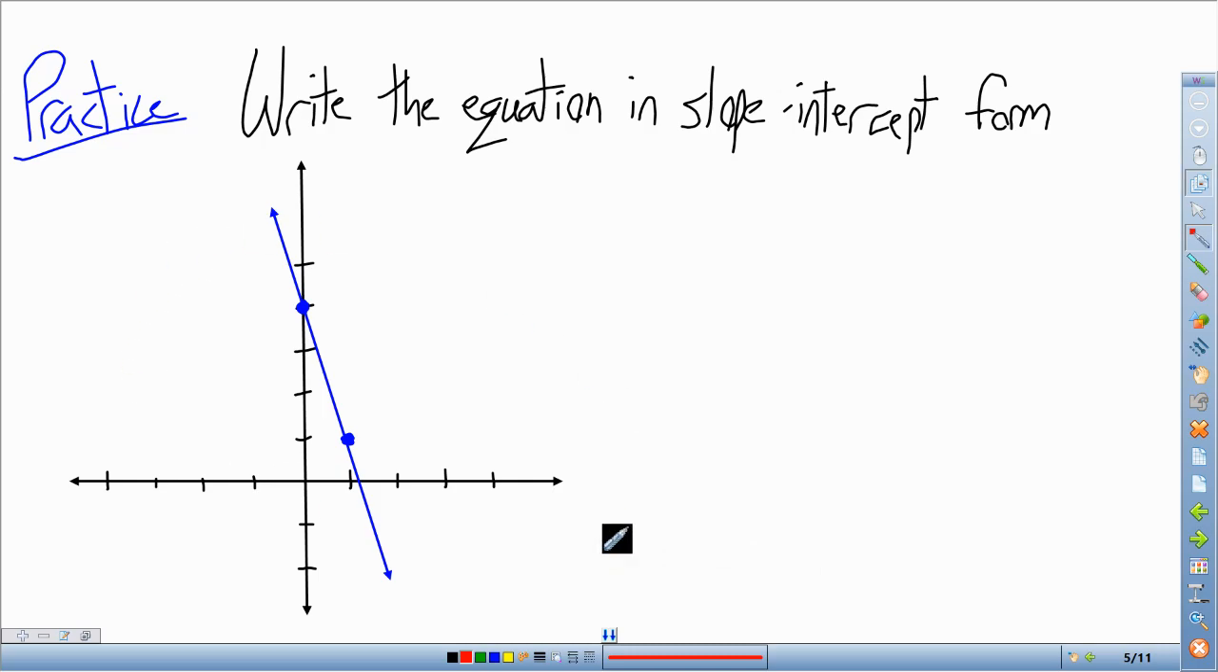Okay, so with that, go ahead and copy this new graph here and write out your equation in slope-intercept form. Try it out.